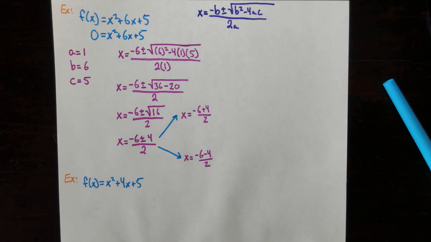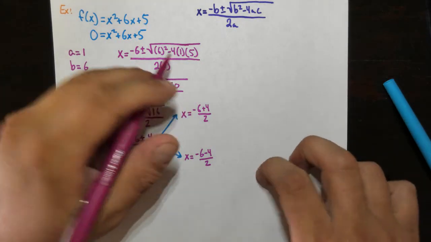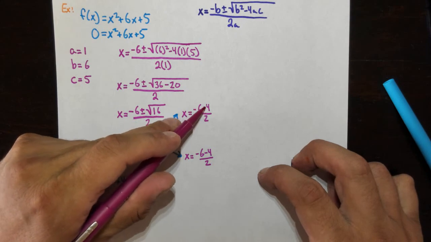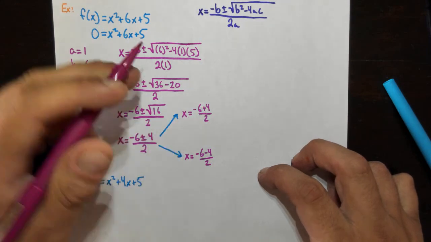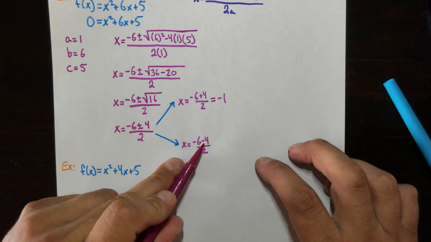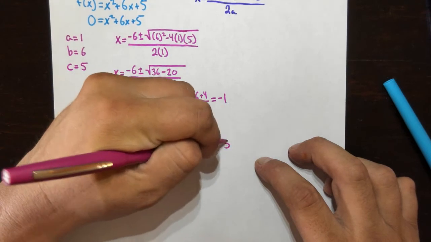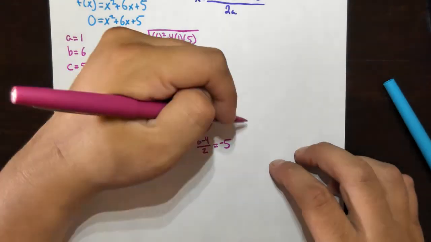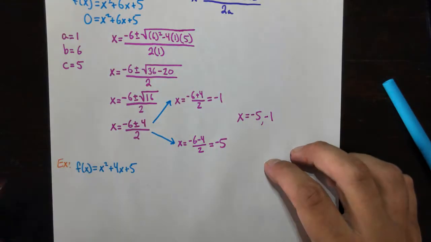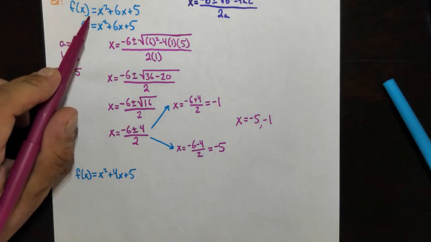So to simplify these, we'll continue simplifying, by the way. To simplify these, we'll simplify the top and then divide by the bottom. So -6 plus 4 is -2. -2 divided by -2 is -1. Then down here, -6 minus 4 is -10. -10 divided by 2 is -5. So our two answers here are x equals -5 and -1, which means that this function has 2 real roots.